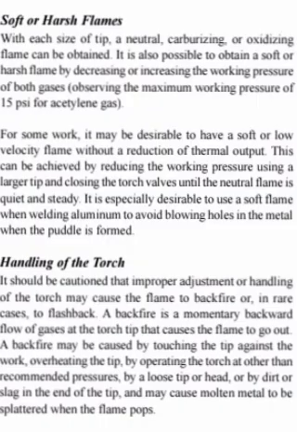For some work, it may be desirable to have a soft or low velocity flame without a reduction of thermal output. This can be achieved by reducing the working pressure using a larger tip and closing the torch valves until the neutral flame is quiet and steady. It is especially desirable to use a soft flame when welding aluminum to avoid blowing holes in the metal when the puddle is formed.